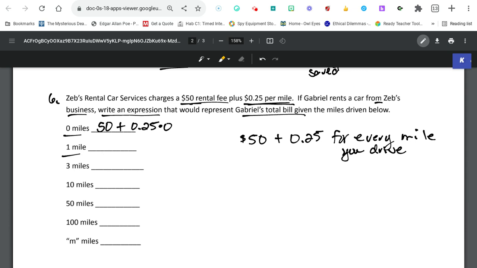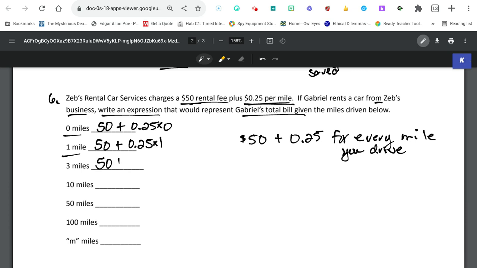But what if he drives 1 mile? Of course, it's $50 plus the 25 cents for the 1 mile, or $50.25. So it's 50 plus he has to pay the 25 cents 1 time. And I'm going to use that, okay? Because the decimal and the dot kind of look weird.